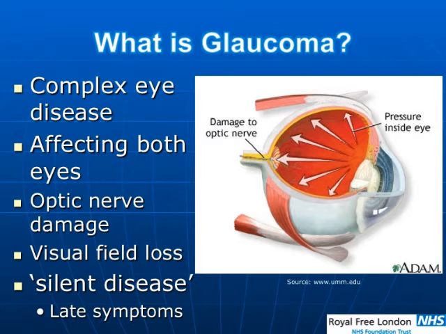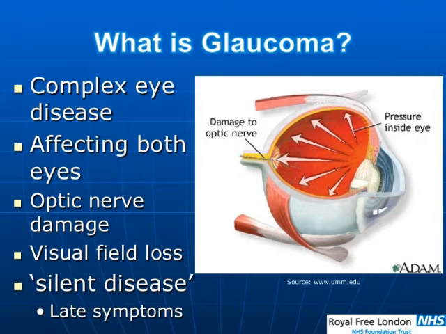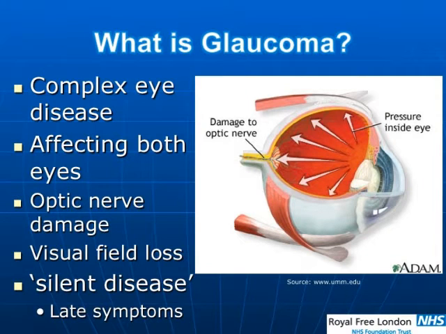So what is it? Well, it's a complex eye disease. That's what it says in all the textbooks. It normally affects both eyes. It's an optic nerve damage, and it's causing visual field loss. It's a silent disease with late symptoms, and that's a very, very important part. If we have an eye here, cut open, this is your front part with the cornea, and this is your iris. This is your lens, and then we have too much pressure inside the eye, and that causes the damage to the optic nerve.